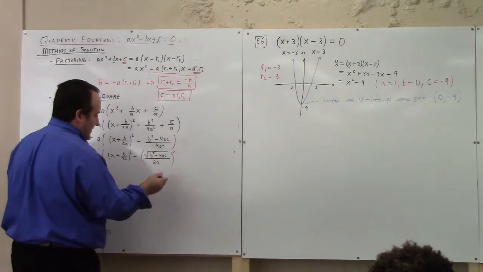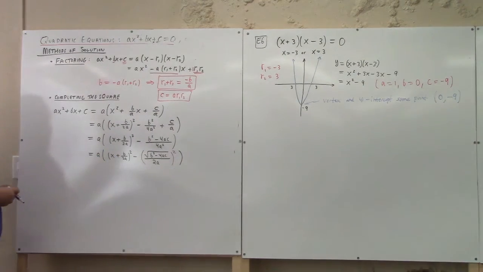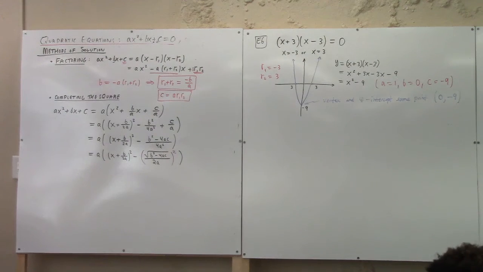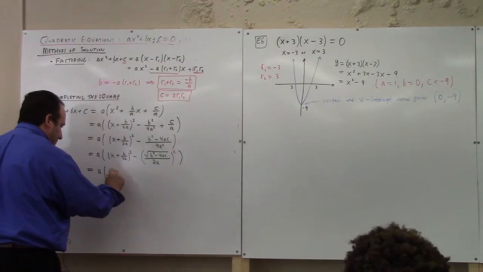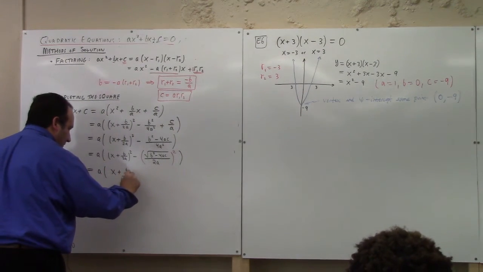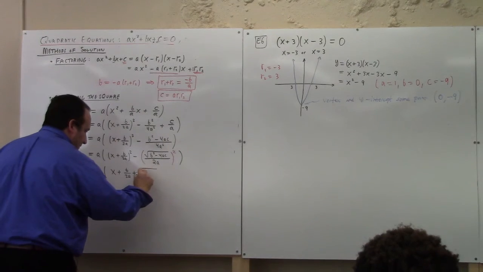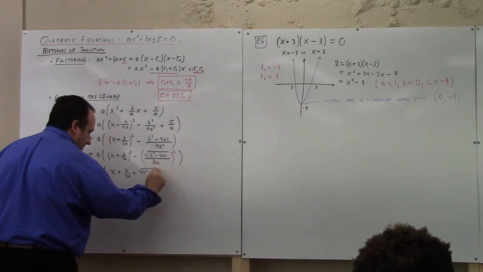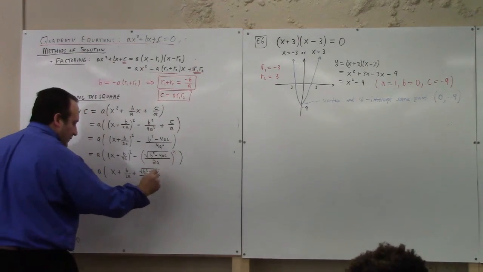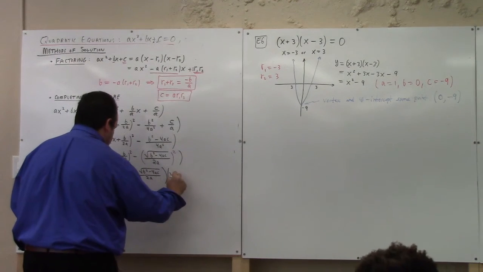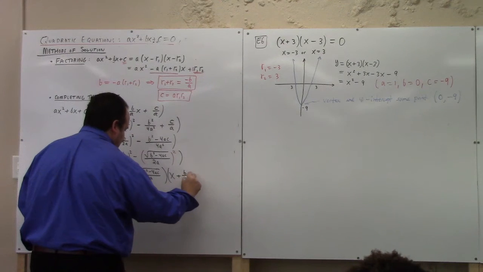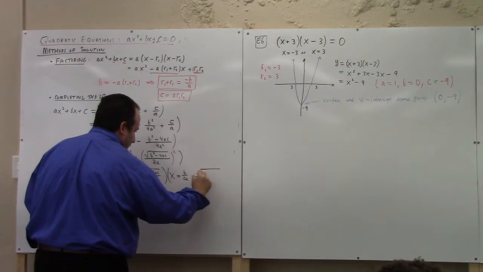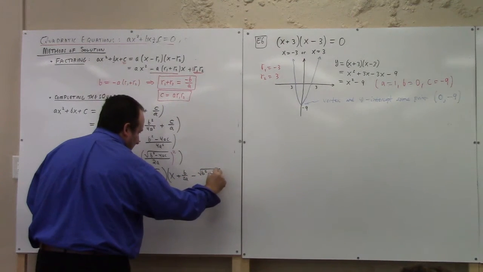So then what are we looking at? Well, we're looking at the difference of squares, right? So we can factor that as a times x plus b over 2a plus the square root of b squared minus 4ac over 2a, times x plus b over 2a minus the square root of b squared minus 4ac over 2a.